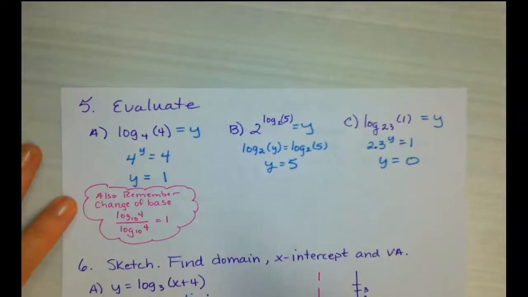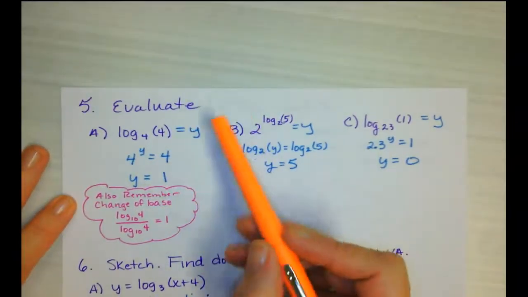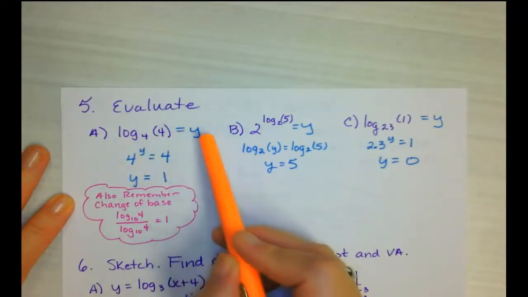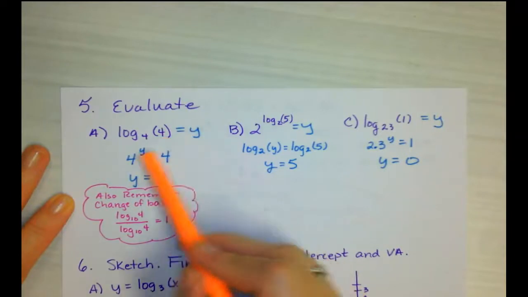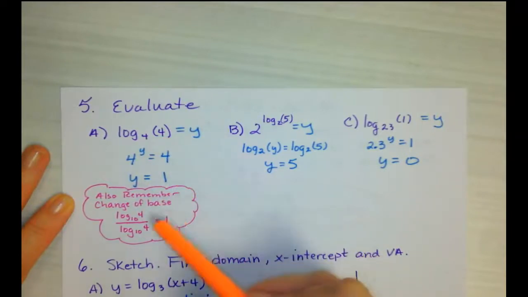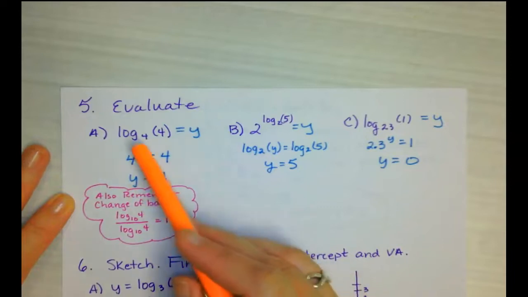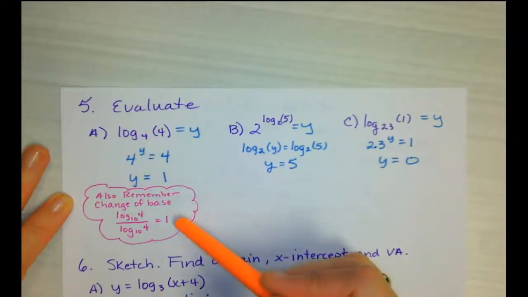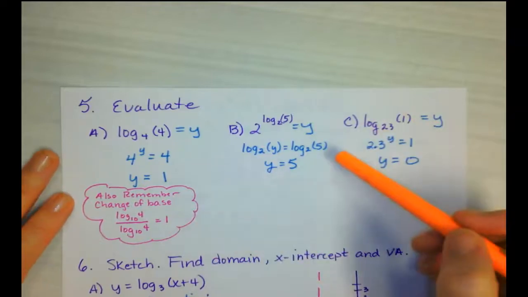All right, number 5, we're looking at just working with some of the properties. So when I see this, remember the base of the log is 4, so I'd say 4 to the power of y equals 4. Well, that means y has to be 1. Or you can think about using that change of base. Log base 10 of 4 divided by log base 10 of 4 also gives you the output of 1. So you have a couple ways to reason through that one.